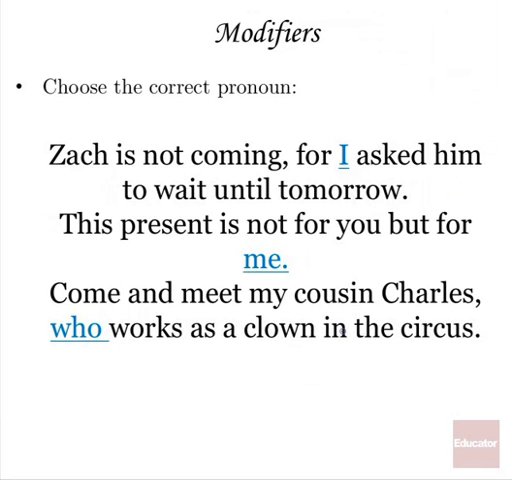And here we are. Zach is not coming, for I asked him to wait until tomorrow. Now, I know for can sometimes be a preposition, but in this case it is acting as a conjunction, connecting 2 independent clauses. Zach is not coming, and I asked him to wait until tomorrow. You'd never say me asked him to wait until tomorrow. Doesn't make sense, so this has to be in the subjective case.